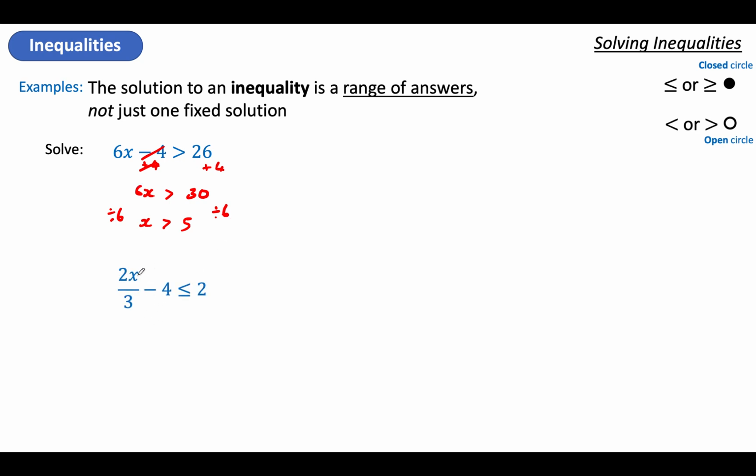Let's try another one. Okay, I've got a fraction in here, but it's only under part of one side of my equation. So I'm going to deal with this -4 first. That's the easy bit. So I'm just going to, again, add 4 to both sides.